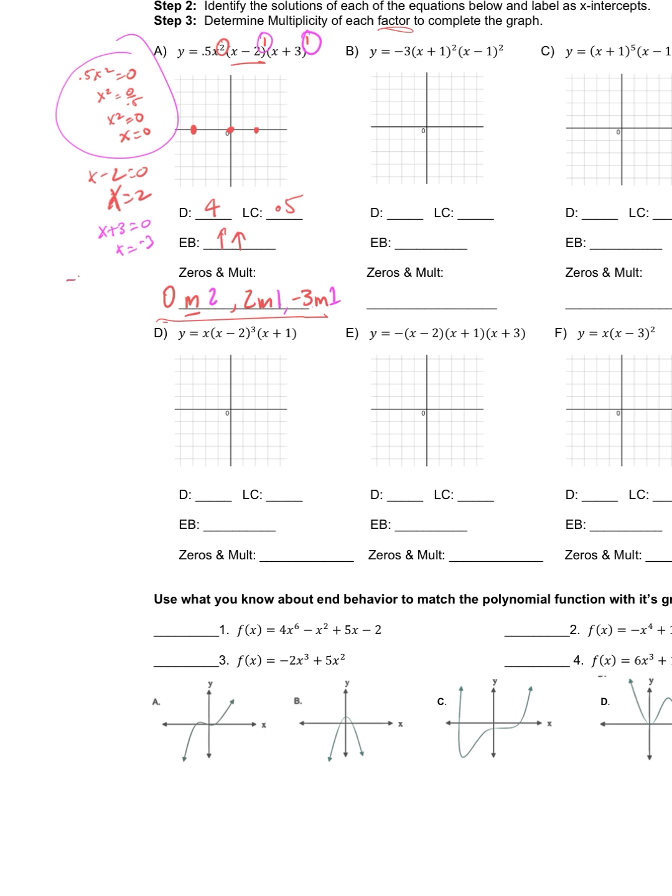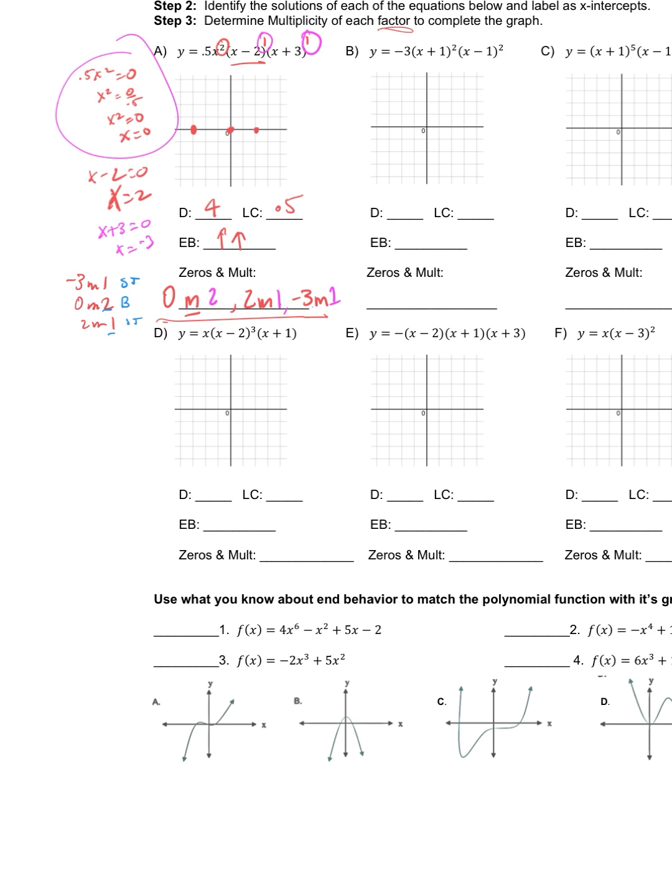So I have negative 3, multiplicity of 1, then a 0, multiplicity of 2, and then 2, multiplicity of 1. So again, I'm looking at the zeros. If I look at each one, at negative 3, I'm going to go straight through. At this one, since it's a 2, I'm going to bounce. And at this one, since it's 1, I'm going to go straight through.